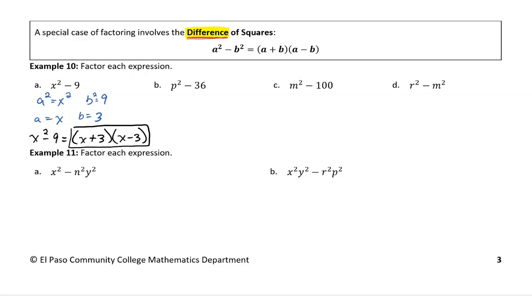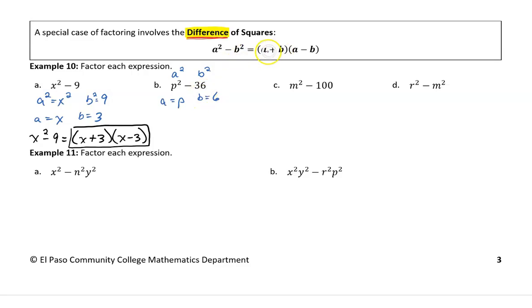So establishing what's your a, what's your b, it's a matter of plugging in to the pattern, to the rule here. Let's try the next one. p squared minus 36. So if my p squared is the a squared value, then what is our a? It's just the value of p. And if 36 is our b squared, what's the value of b? Well, 6 squared gives me 36.